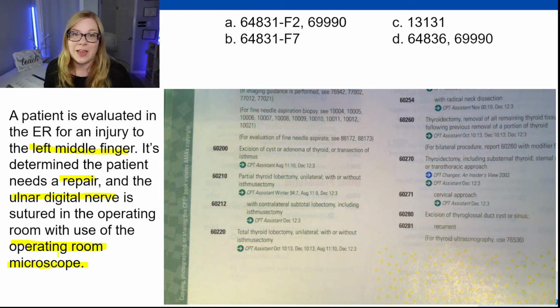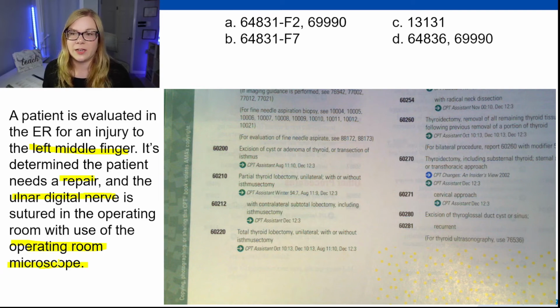Now, if you're taking the exam, you don't have a CCI edit checker. So you just have to rely on CPT guiding you a little bit about whether you do or do not use that operating room microscope. Sometimes they give you clues within the context of that code. Sometimes you can tell just by the depth of that procedure that they're likely going to use the operating room microscope on a regular basis.